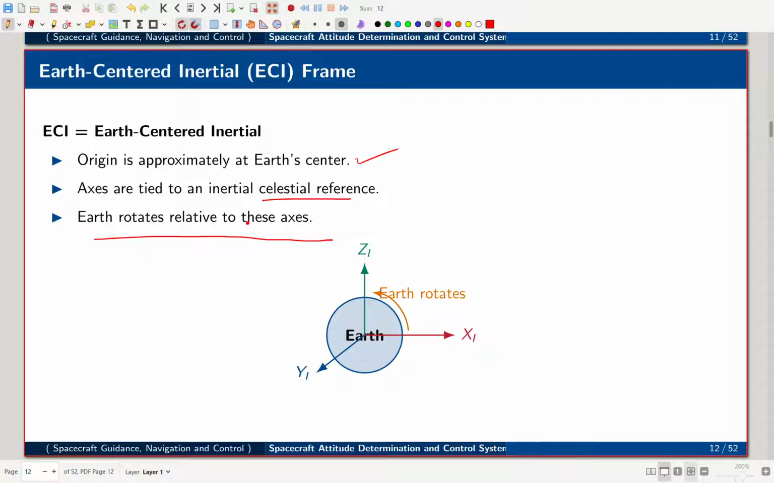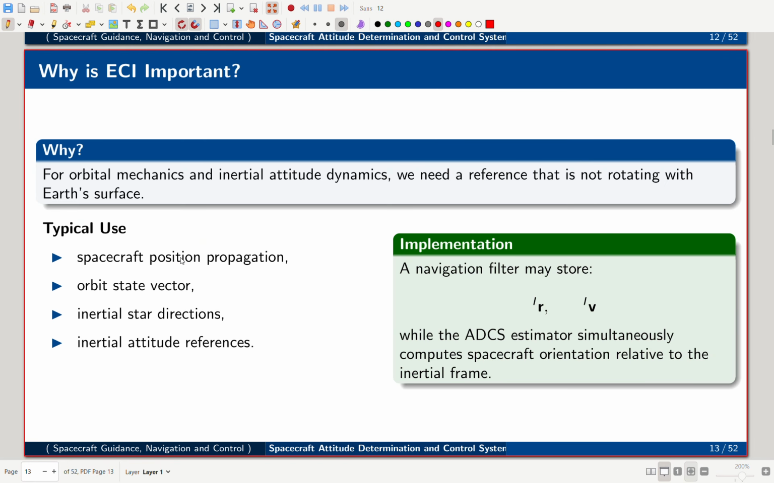So with respect to the Earth it is stationary. So the Earth center inertial frame has axes tied to the inertial celestial reference. The Earth rotates relative to these axes. Okay, that's very important. The Earth is rotating with respect to these axes. This is stationary, the Earth is rotating, right?